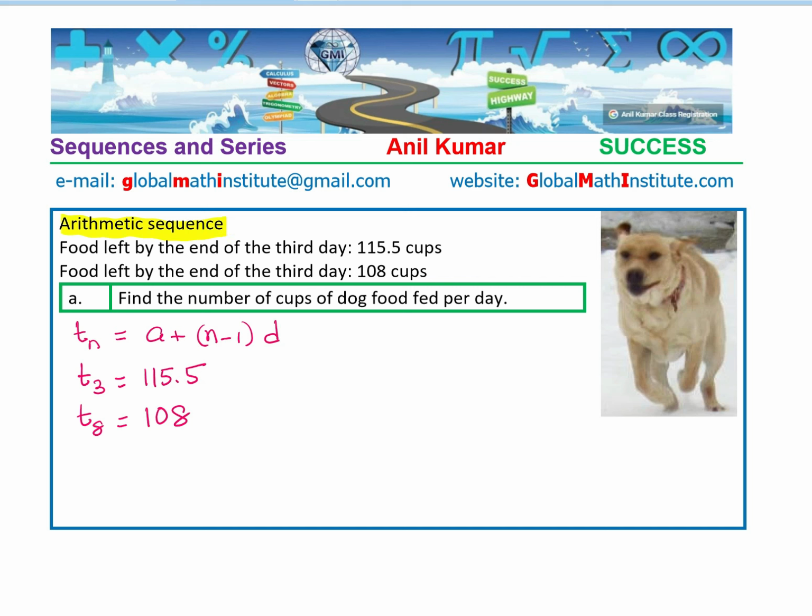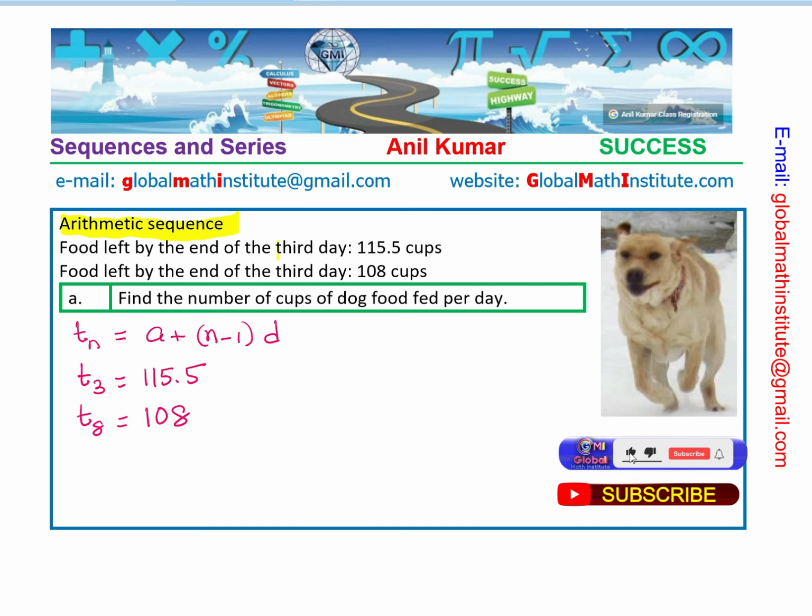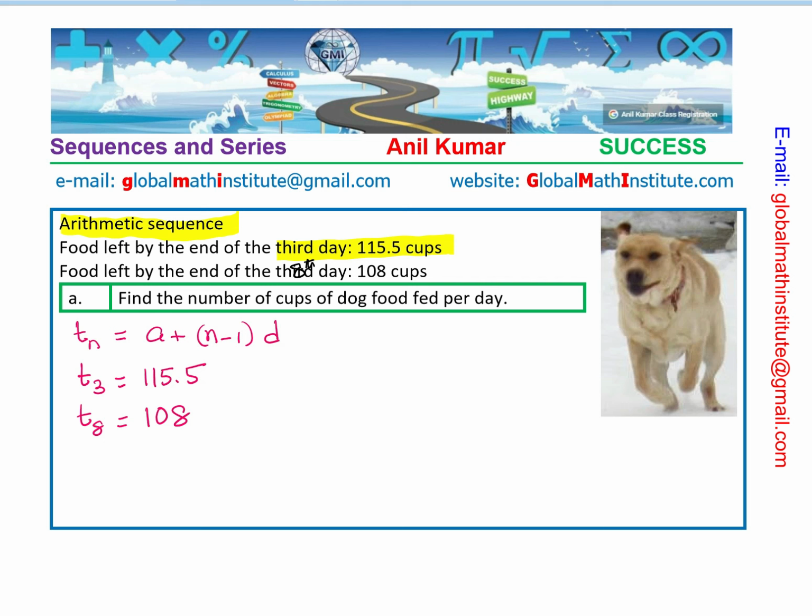We are looking at an arithmetic sequence where at the end of the third day we have 115.5 cups, and at the end of the eighth day, not the third, at the end of the eighth day, we have 108 cups, right? Correct. And that gives us the required things right there.